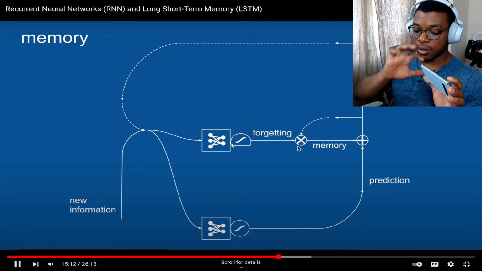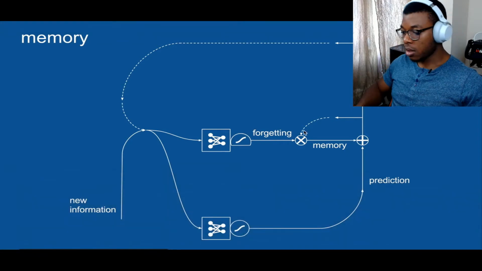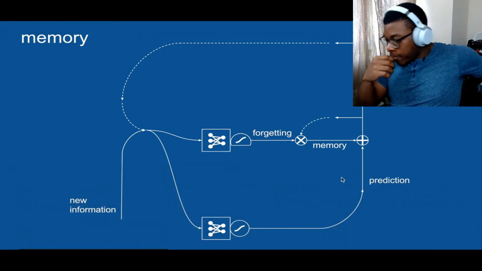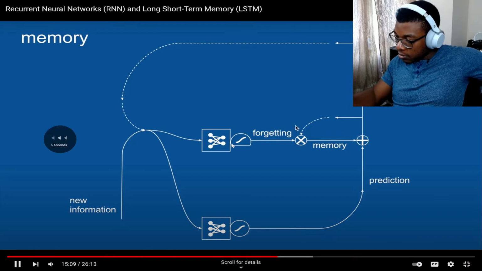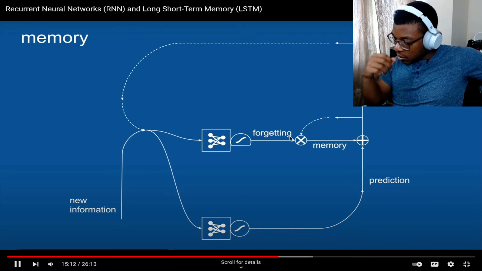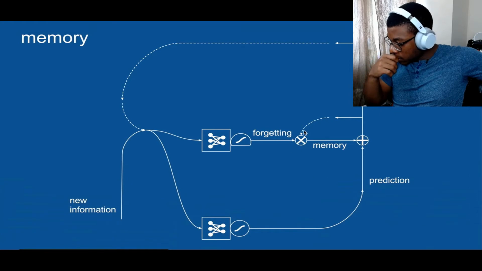Here's a gate right here. Some of them are forgotten, some of them are remembered. The ones that are remembered are added back into the prediction. So now we have not just prediction, but predictions plus the memories that we've accumulated and that we haven't chosen to forget yet. Now there's an entirely separate neural network here that learns when to forget what.